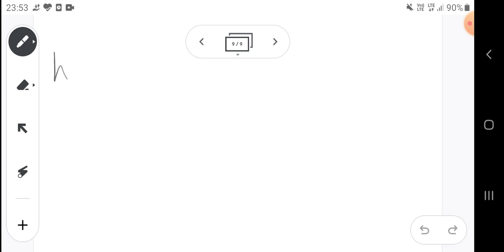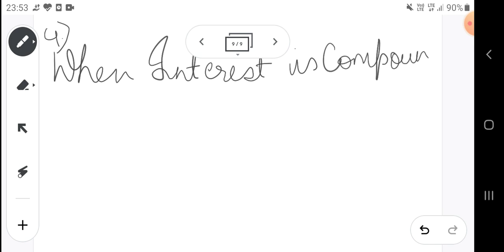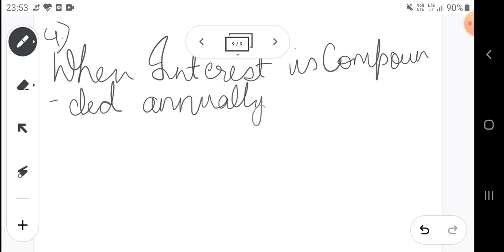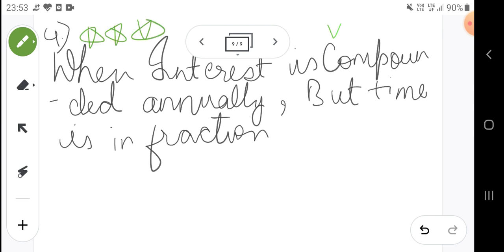Now case 4, when interest is compounded annually and time is in fraction. Make this problem a star problem. It's actually a very important formula.